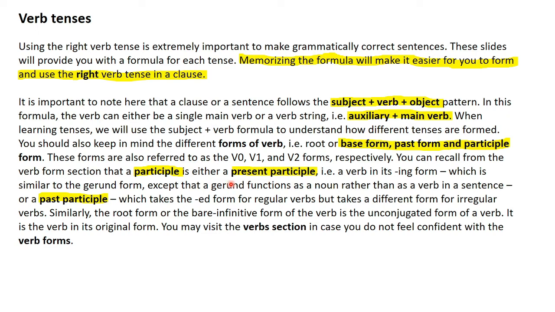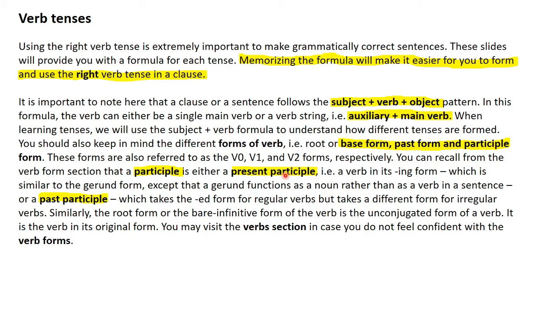Gerunds are verbs used as nouns. However, present participles are combined with auxiliaries to form tenses. Similarly, past participles are also combined with auxiliaries to form tenses. And same goes with the third verbal, which is the infinitive. An infinitive is the unconjugated form of a verb. If you want to go into further details, you can visit the verb section of this channel.